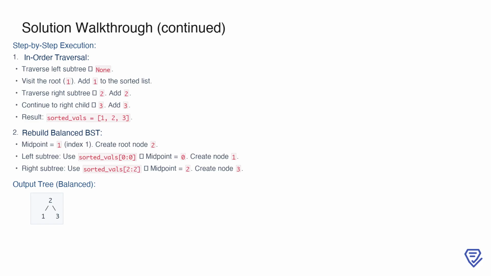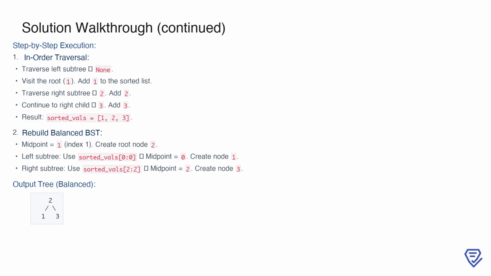Using this sorted array, we rebuild the tree. The midpoint, 2, becomes the new root. For the left subtree, we use the values before the midpoint, which is just 1. This creates node 1 as the left child of the root. For the right subtree, we use the values after the midpoint, which is just 3, creating node 3 as the right child of the root.